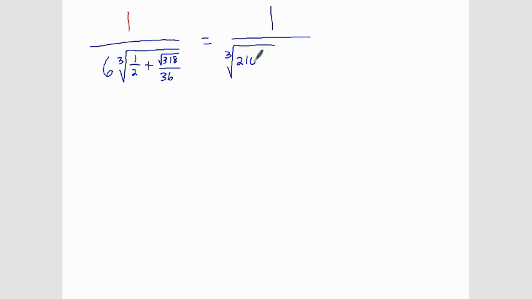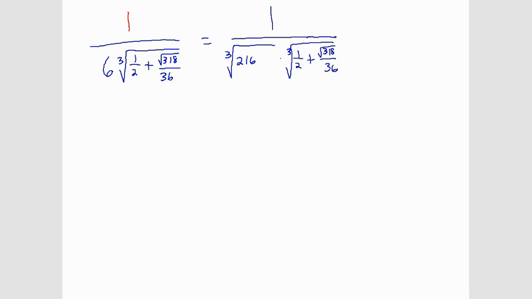So 1 over 6 times the cube root of 1/2 plus, and if we do this with the minus, it'll be the same idea, the cube root of 318 over 36. And what I'm going to do is make that 6 a cube root of 216 times the cube root of 1/2 plus root 318 over 36.